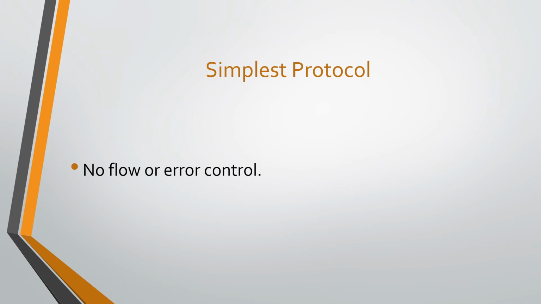As the name implies, the simplest protocol has no flow control or error control. It is a unidirectional protocol in which data frames travel in only one direction, that is, from sender to receiver. We assume that the receiver is always ready to handle any frame it receives. The data link layer of the receiver immediately removes the header from the frame and hands the data packet to its network layer, which can also accept the packet immediately. The receiver can never be overwhelmed by incoming frames.